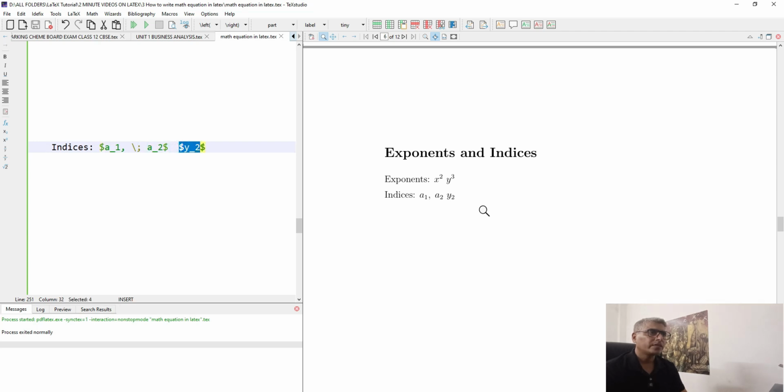You can see the difference here. The gap between a2 and y2 is not there. However, the gap here is available between a1 and a2. How? We have used this particular symbol, that is slash and semicolon here, to give a small gap here. There are a lot of methods with the help of which you can give gaps here, which we are going to discuss in our later videos. Now let's move forward and discuss some more examples.